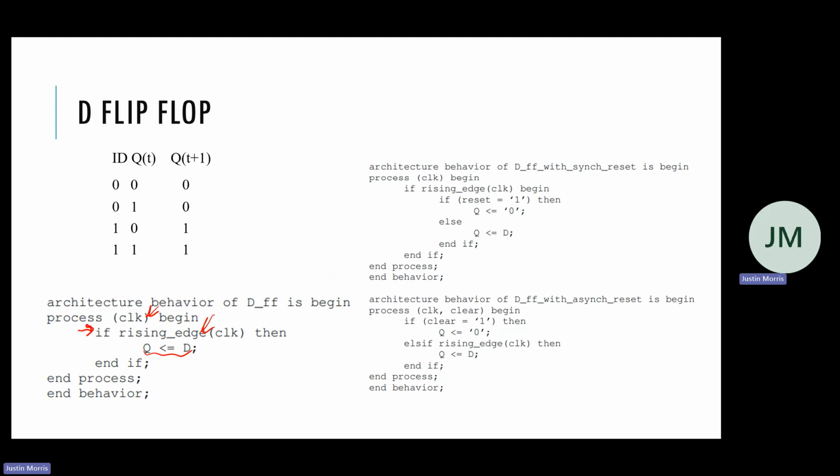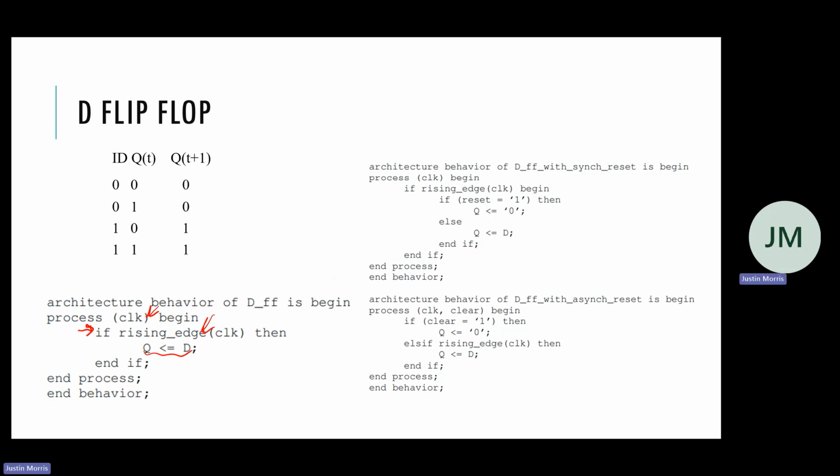Do we have to define rising edge, or is that like a method in the language? Rising edge is a keyword. Okay. And falling edge is also a keyword. But the lab is not asking you to use falling edge. Typically, rising edge is the convention that's used.